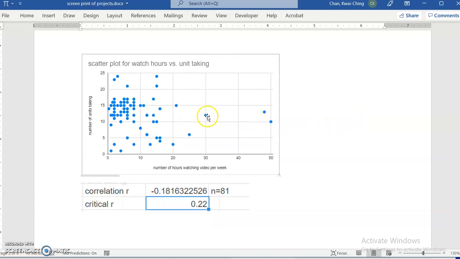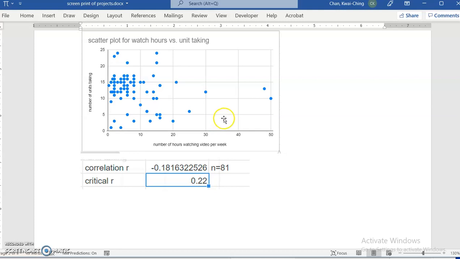And then I also did a scatter plot for all the data, watch hours and all the units taken, to see if there's correlation. It seems like there's no positive or negative linear pattern, and you can see there are 2 outliers also.